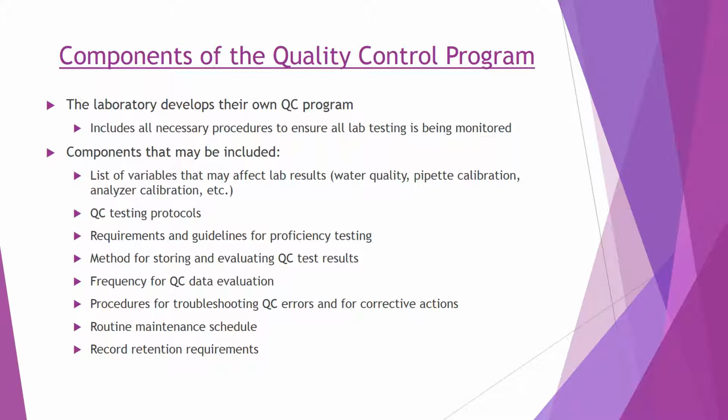So as was just stated above, labs will write their own individualized QC program. So the QC plan must include all necessary procedures to ensure all lab testing is appropriately monitored. And there are several components that may be included in such procedures. So that may be a list of variables that can affect the lab results, QC testing protocols, proficiency testing requirements and guidelines, methods for storing and evaluating QC test results. It might also include frequency for QC data evaluation, how often that data is going to be evaluated, procedures for troubleshooting QC errors, and for corrective actions, routine maintenance schedules, and record retention requirements. And all of those may or may not be included in those programs.